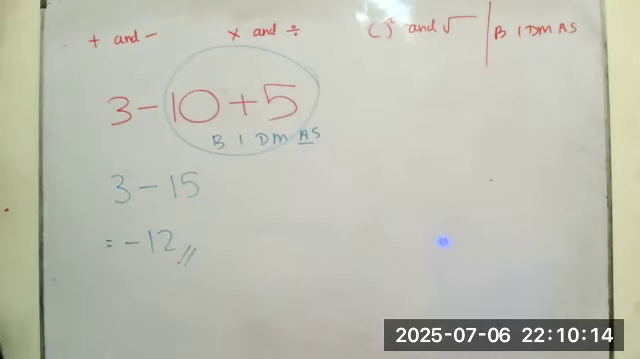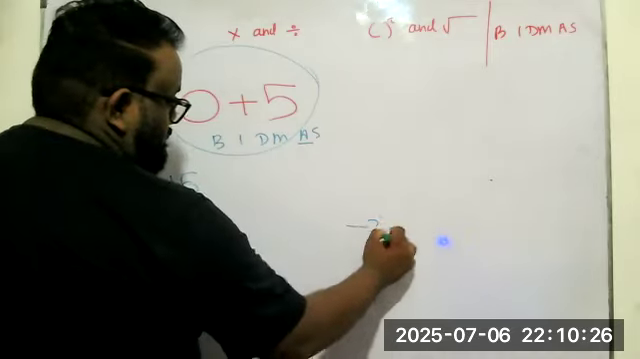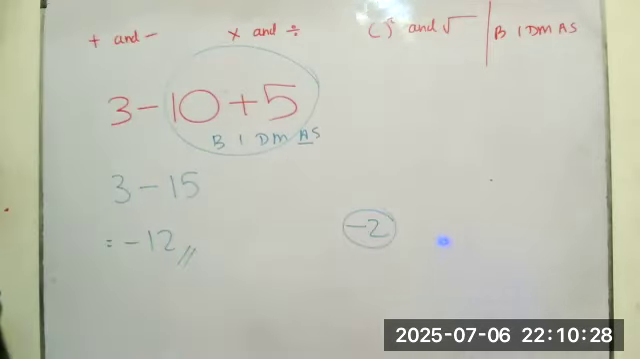Type this in a scientific calculator, and I bet you do not get minus 12 as your answer. Type this straight into the calculator. What is the answer that you get? I got -2, sir. Exactly, you got minus 2.